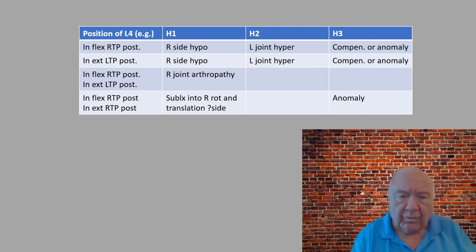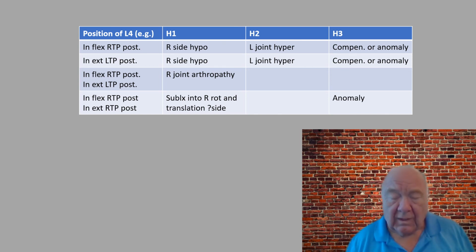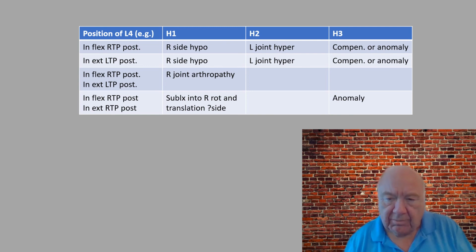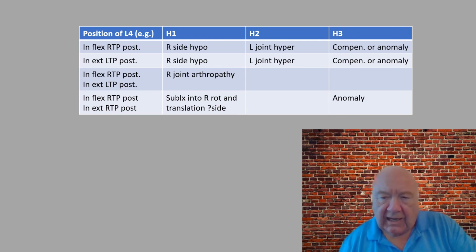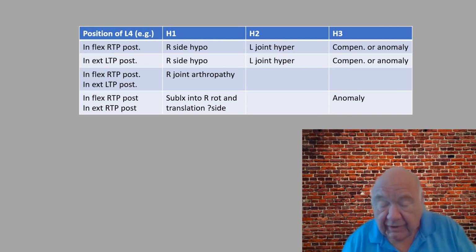In flexion, the right transverse process is posterior, and in extension, the right transverse process is posterior. This is either both joints, one of which can't flex and the other one can't extend, which is certainly unusual. Or, more usually, this thing is subluxed into rotation. In this case, it would be into right rotation to bring that right transverse process backwards. Now, a right rotation subluxation is exactly the same as a translational subluxation, so it's gone sideways. They're the same thing. How you name them really depends on what you're going to do to them.